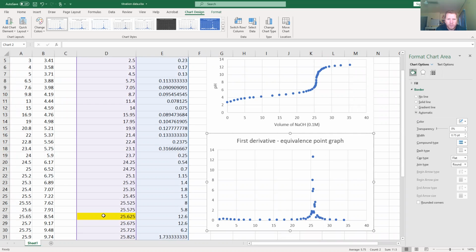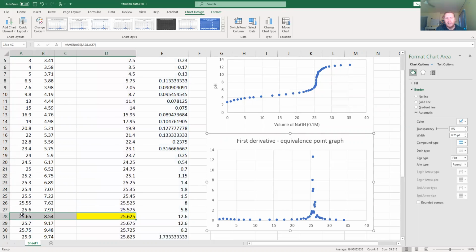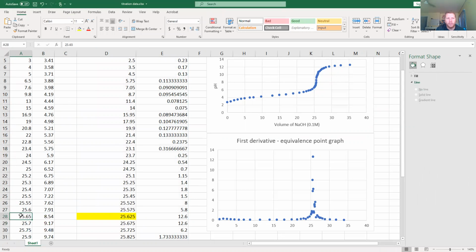Now, with our equivalence point, we found that basically all of our acid had been neutralized by all of our base at the point where we had added 25.65 milliliters, which I'm highlighting right now, 25.65 milliliters of our strong base, sodium hydroxide. The pH of that was 8.54.